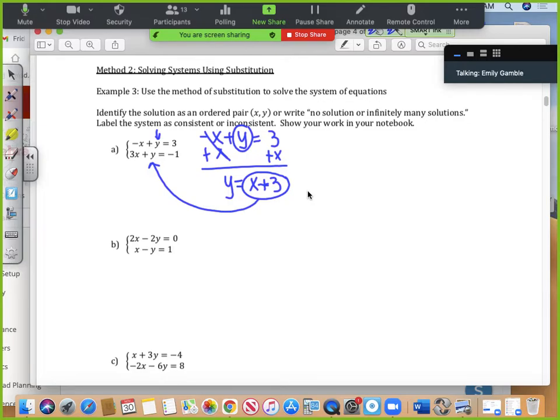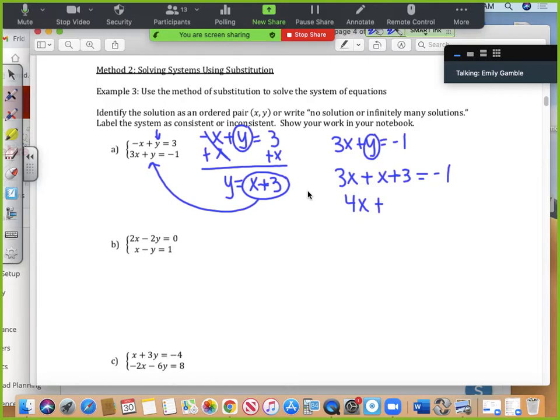So for the second equation, 3x plus y equals negative 1. Since I know y is really equal to x plus 3, I'm replacing this y with what it's equal to, which is x plus 3. Once I do that, now you should see that you only have the same variable left. Once you only have the same type of variable, you can solve this equation as normal.